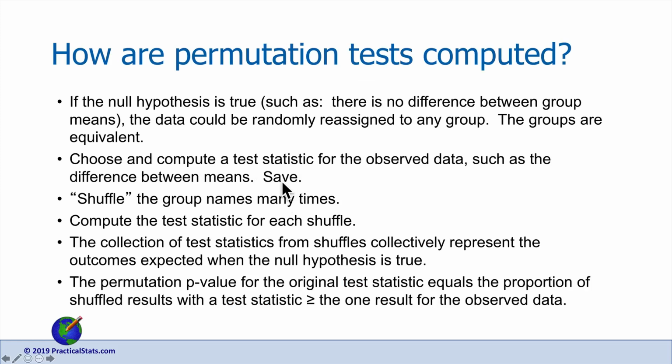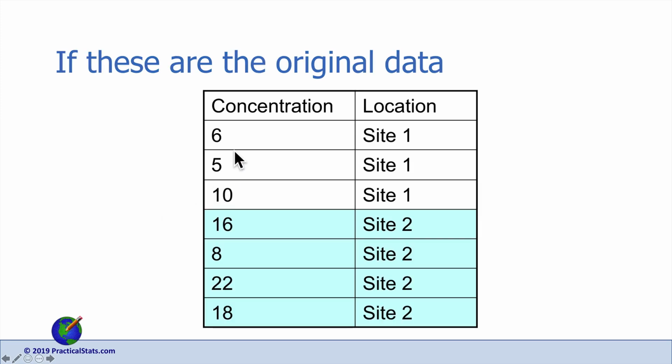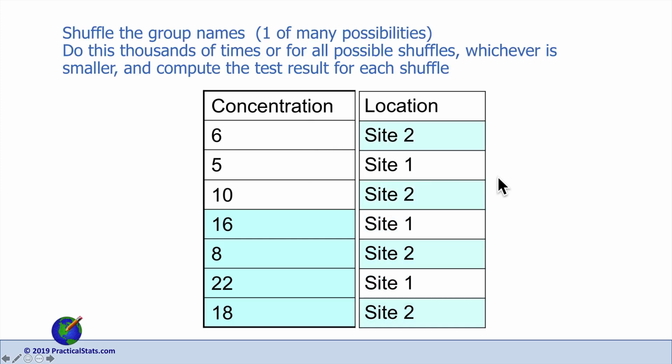Then we're going to rearrange those location identifiers. So the value of 6, which was in site 1, now becomes site 2 just randomly. 5 stays in site 1, 10 goes to site 2, and we've got 2 site 1s down below. So that's our first shuffle. Then we'll let the computer do it 10,000 times.